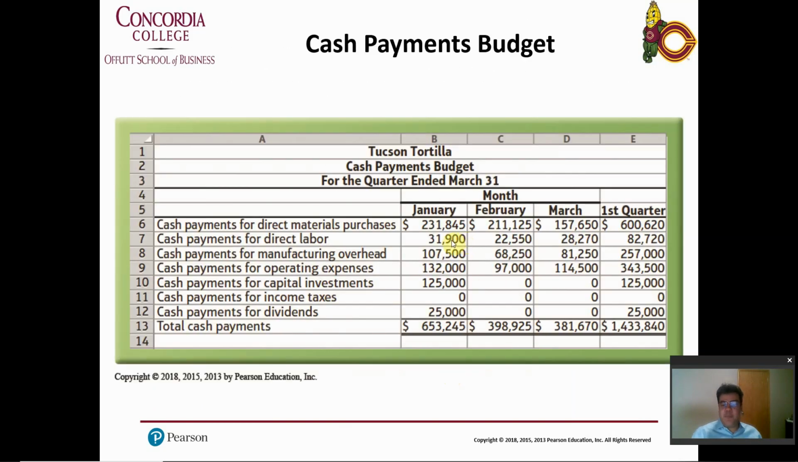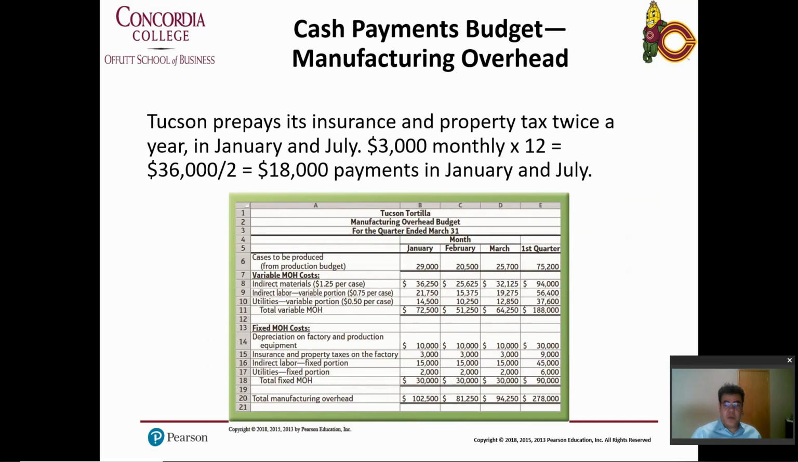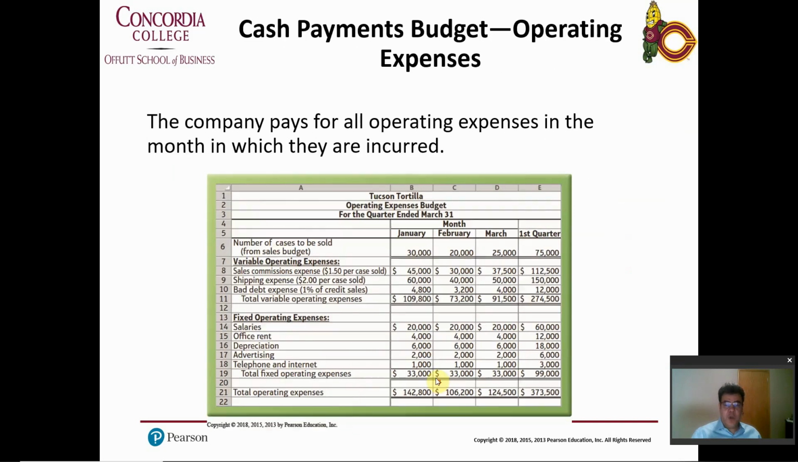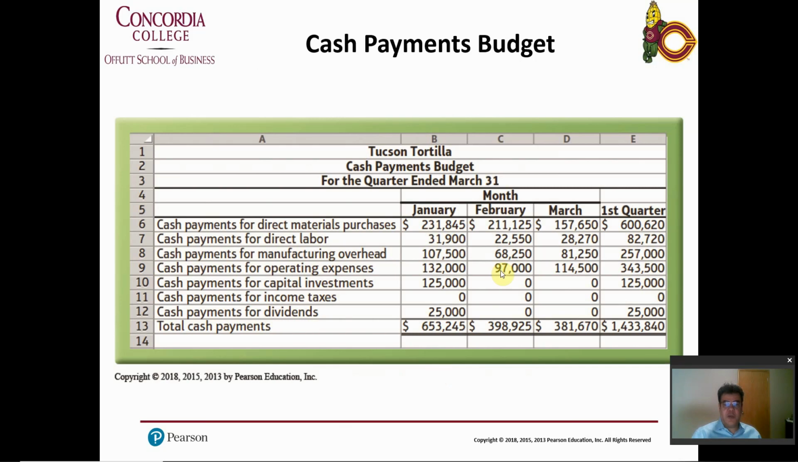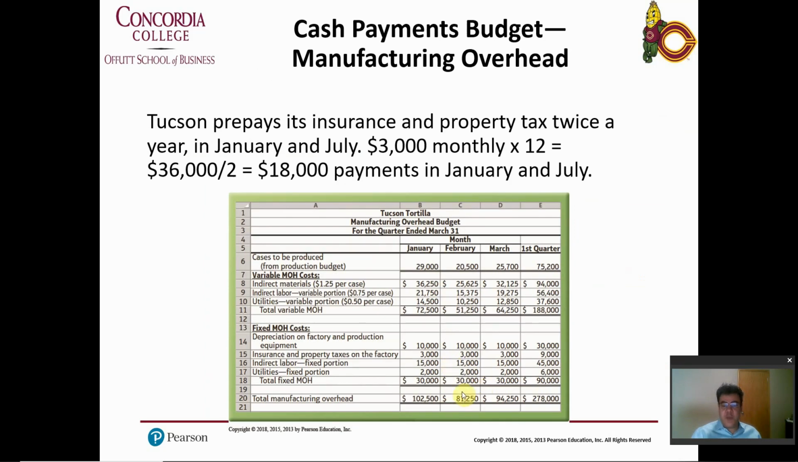And then direct labor, we pay in cash. Manufacturing overhead, also paying cash. However, 107. Here, let's do the February, it is easier. 68 and one quarter. It doesn't match with our 81 here.